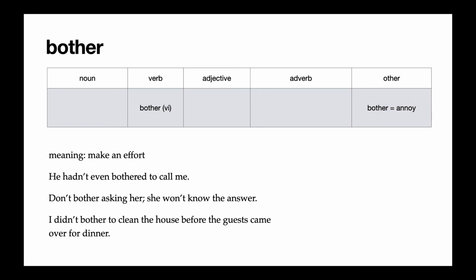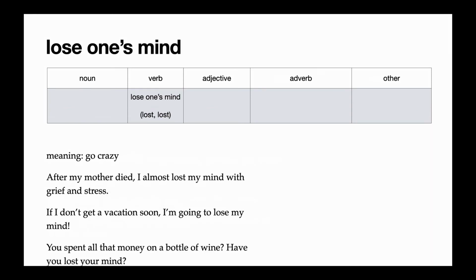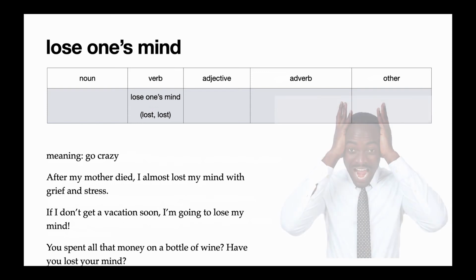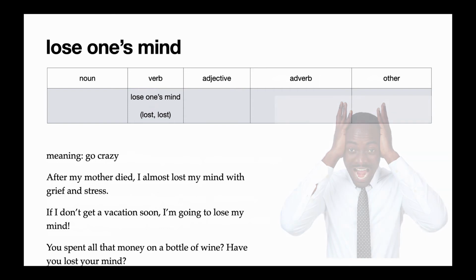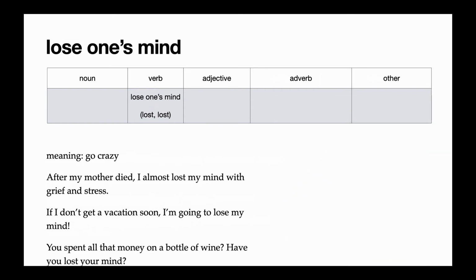And the last one is I didn't bother to clean the house before the guests came over for dinner. So this is showing a lack of effort. Next, we have a phrase, to lose one's mind. And this means to go crazy or to not be able to think straight, to be very stressed or very emotional. So in the story I said, after my mother died, I almost lost my mind with grief and stress. So that's like emotional craziness. Or you could say, if I don't get a vacation soon, I'm going to lose my mind. So that's very informal, not so serious.